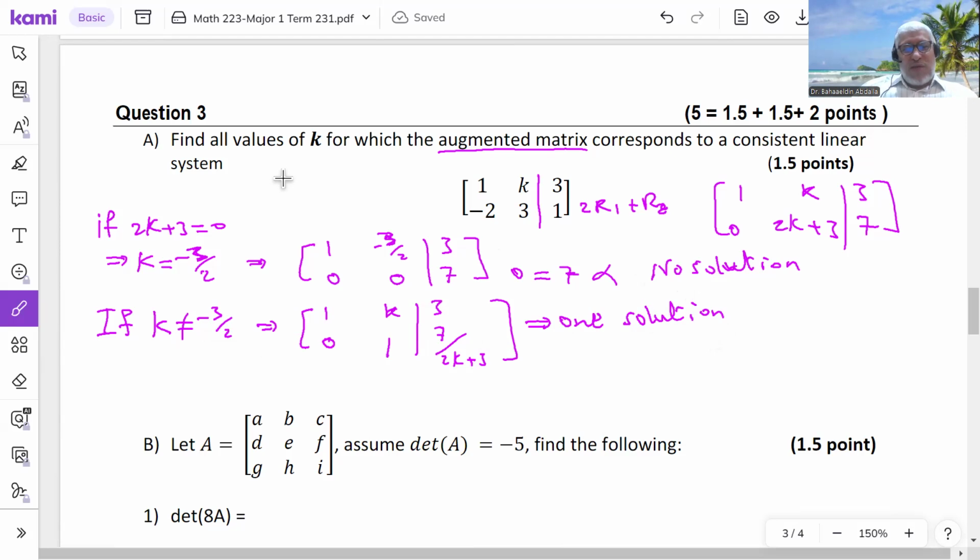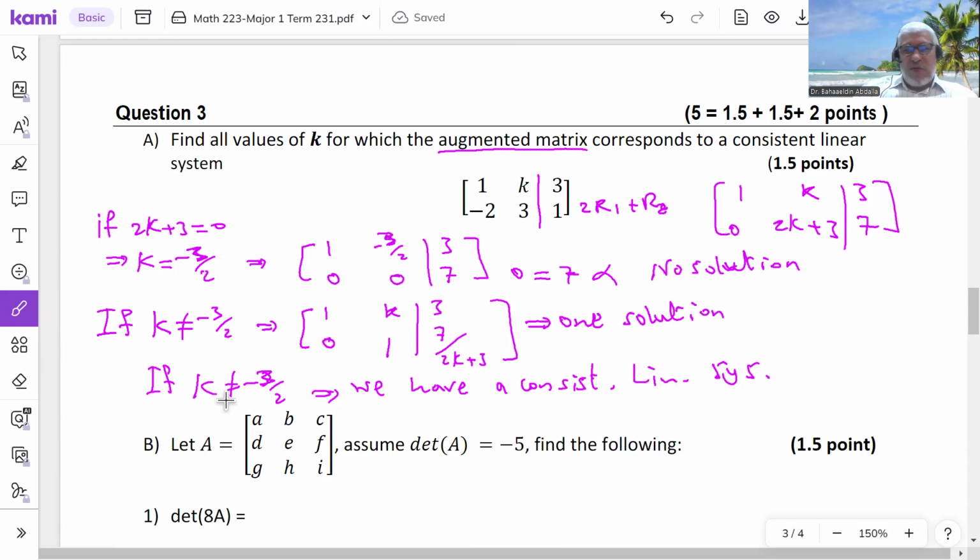Well, so what would be the answer to the question? Find all values of k for which the augmented matrix corresponds to a consistent system. One solution means consistent. So if k is not equal to -3/2, we have a consistent linear system. So that's the answer. k shouldn't be -3/2.